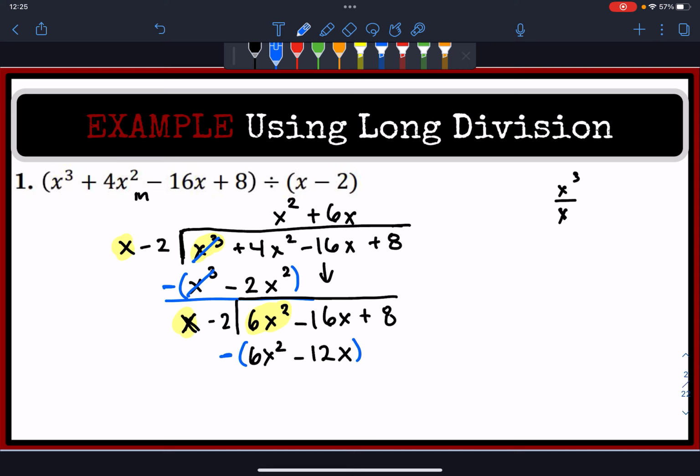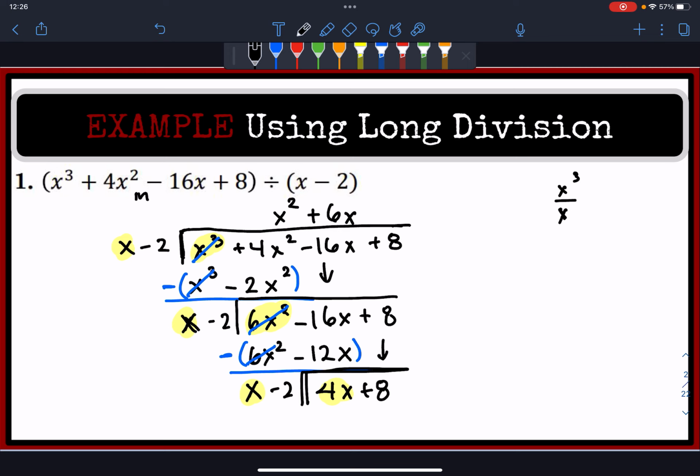And we subtract those two terms from the terms above. So 6x squared minus 6x squared, that's equal to 0. Negative 16x minus negative 12x, that's a total of negative 4x. Bring down the plus 8. And we then start over again. Now we have x minus 2.